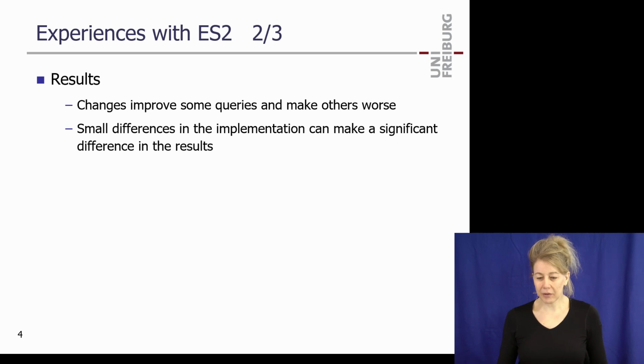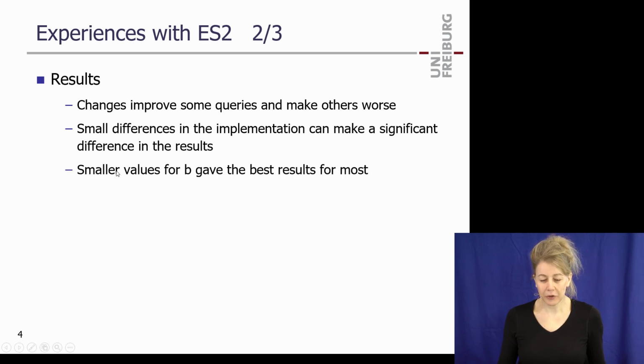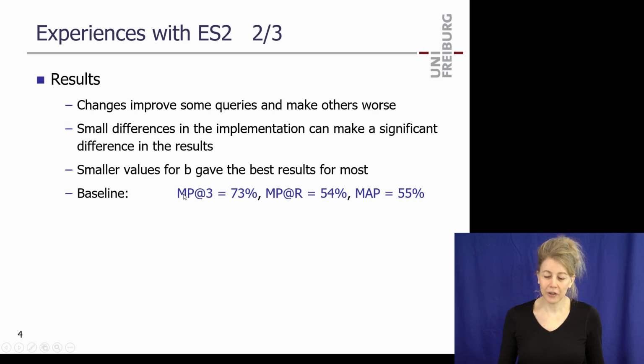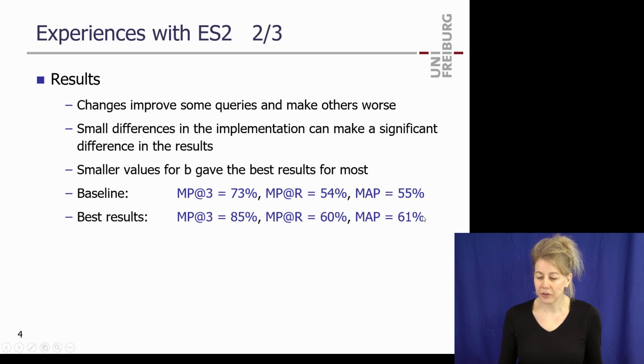And I think one thing you experienced is you change a little bit, it makes a rather big difference. Also one experience is that you have an idea, it sounds good, but it actually makes it worse. So these are typical and valuable experiences. Most of you found that if you make B, which is responsible for the weighting of the document length, smaller or even 0, it gave better results. This was what we started with, the baseline from Natalie. Of course, there was room for improvement. These were the best results.